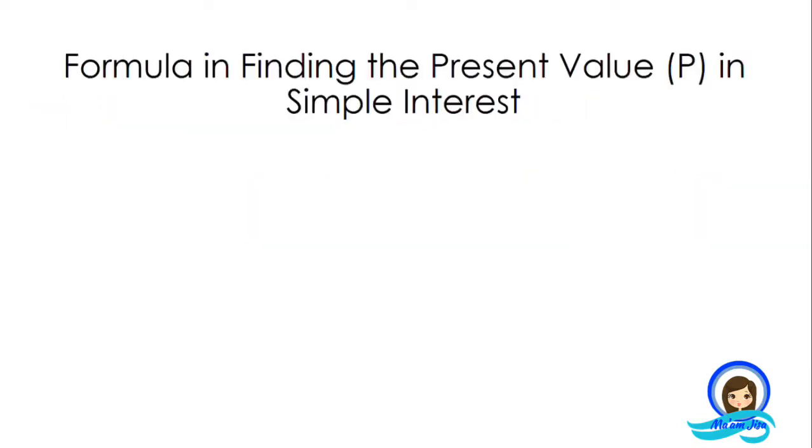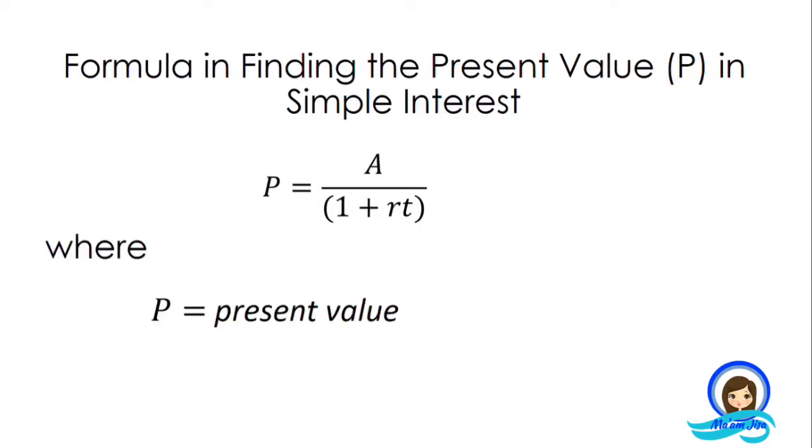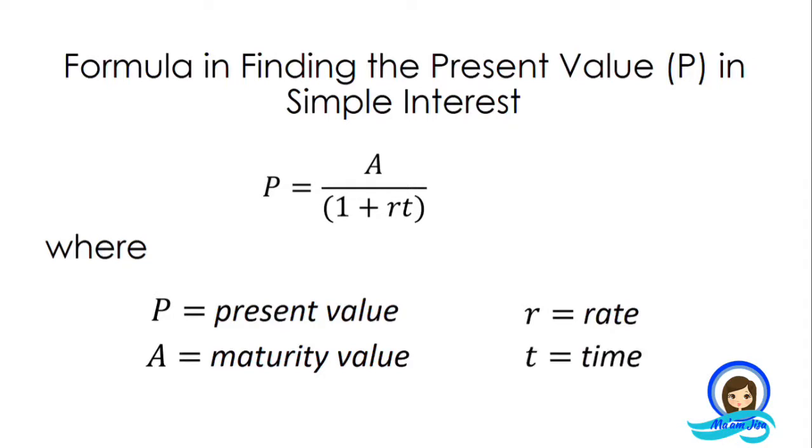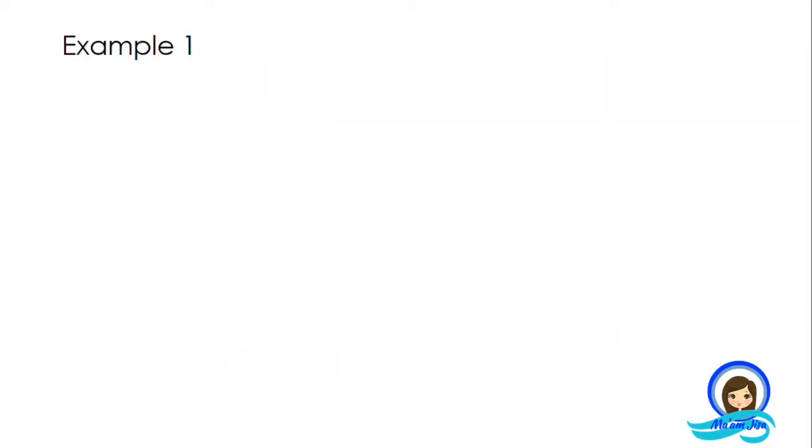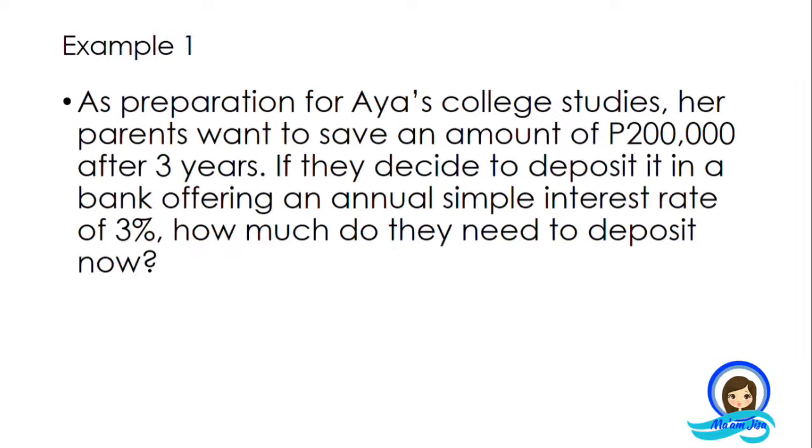To find the present value in simple interest, here is the formula. P equals A over quantity 1 plus RT, where P is the present value or the principal, A is the maturity value, R is the rate, and T is the time. This is actually a manipulation of our formula in finding the maturity value. So let us try to use this in our problem here. As preparation for Aya's college studies, her parents want to save an amount of 200,000 pesos after 3 years. If they decide to deposit it in a bank offering an annual simple interest rate of 3%, how much do they need to deposit now?